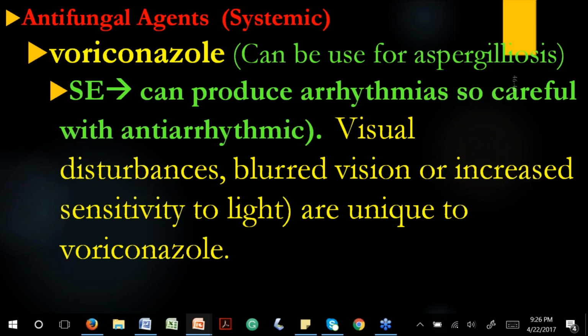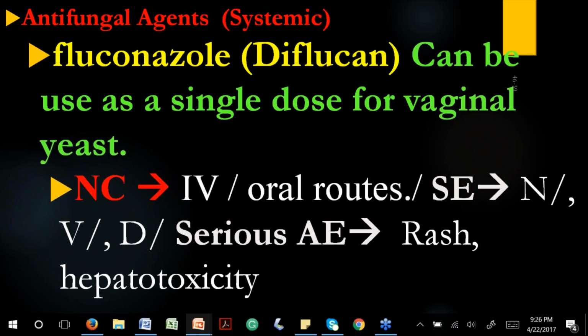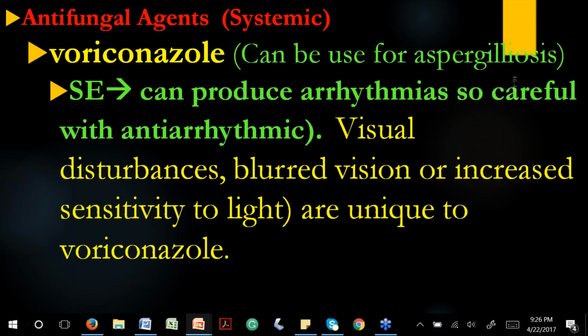We have the voriconazole, so you already know that this group belongs to the azoles. Fluconazole or voriconazole are going to interact with or increase the activity of the warfarin, okay? But in addition to that, the voriconazole can produce arrhythmias. These arrhythmias need to be reported, okay?